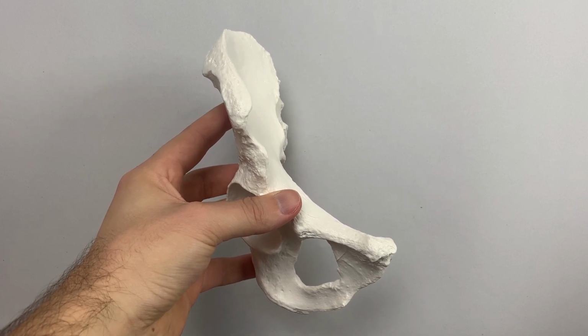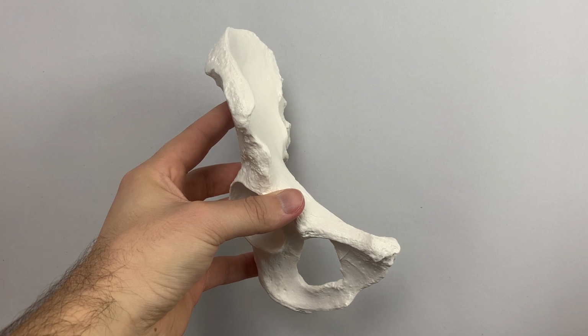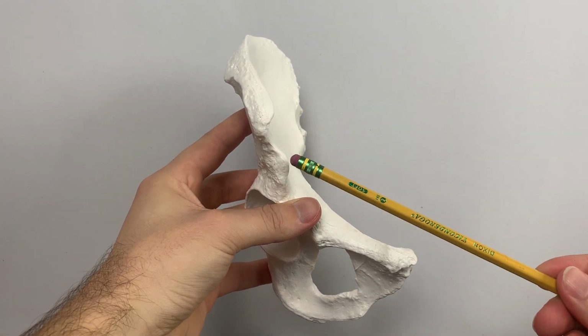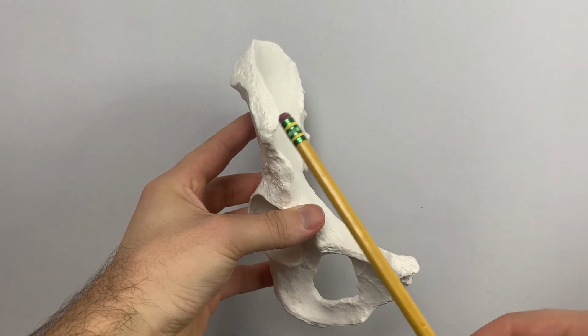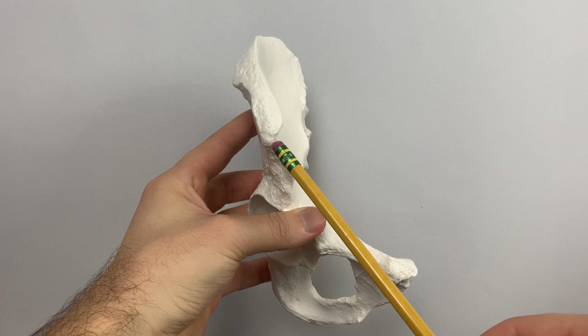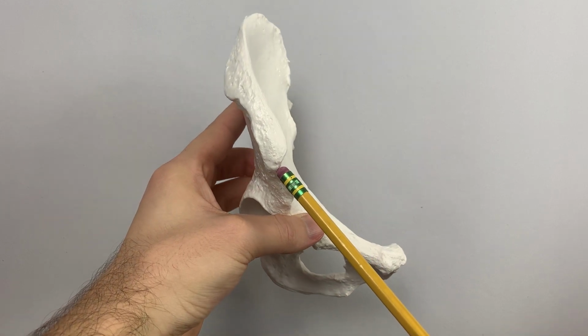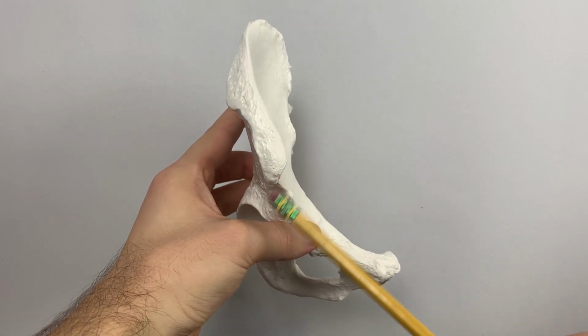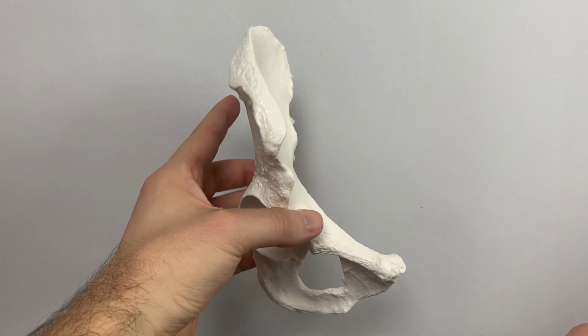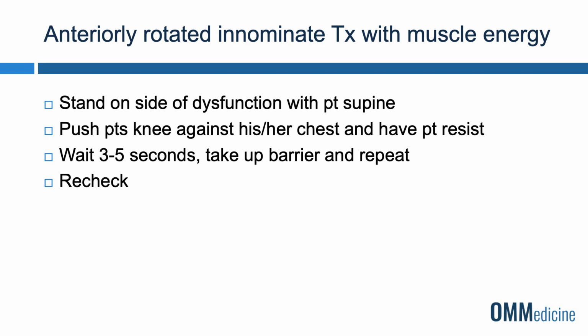Remember that most of the quad muscles are going to attach somewhere on the ilium, whether that's the ASIS or the AIIS. They attach here, and then when they become tight, they contract and shorten, and that's going to pull the innominate bone anteriorly, causing an anteriorly rotated innominate. So how would we treat an anteriorly rotated innominate?